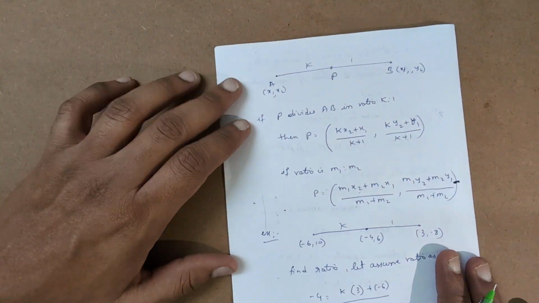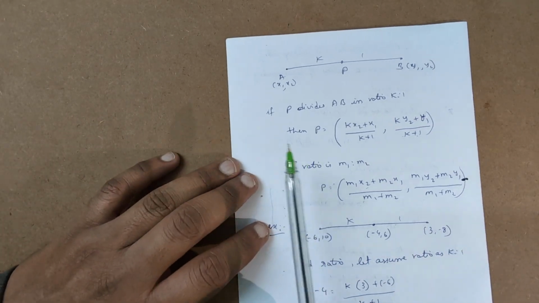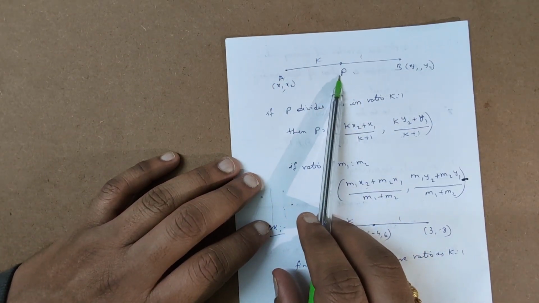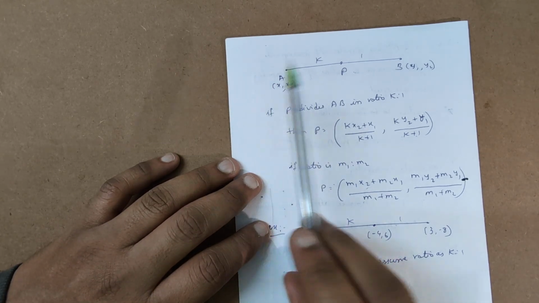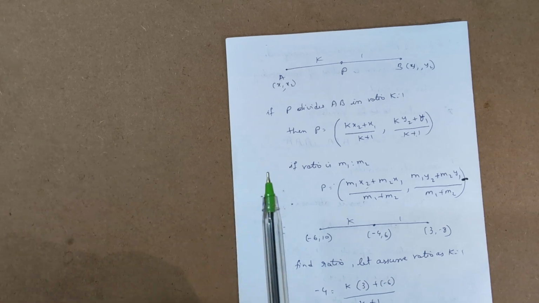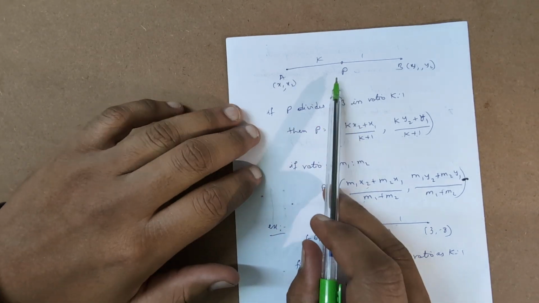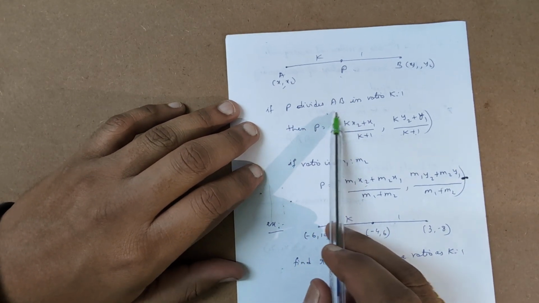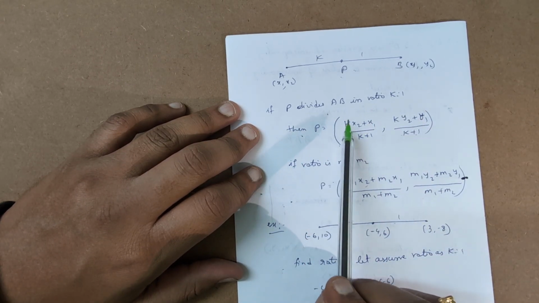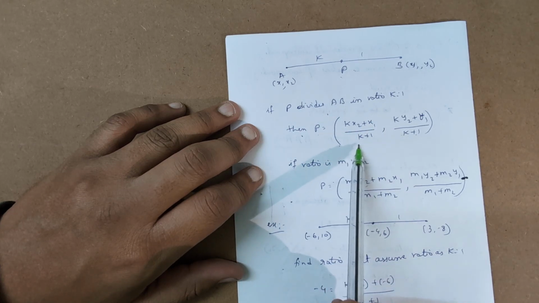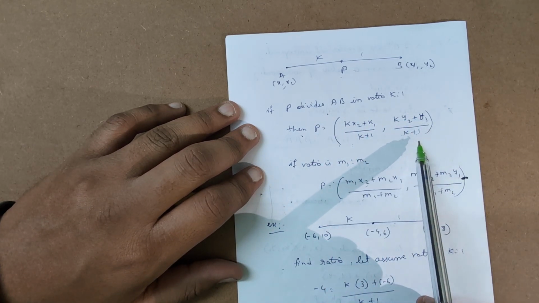So let's go to another type of question, where a line is given and a point is present on the line. They're asking to find out the ratio in which it is dividing. Let's suppose the point P is dividing AB in the ratio k:1, then P can be figured out using this formula: (k x2 + x1)/(k + 1), comma, (k y2 + y1)/(k + 1).